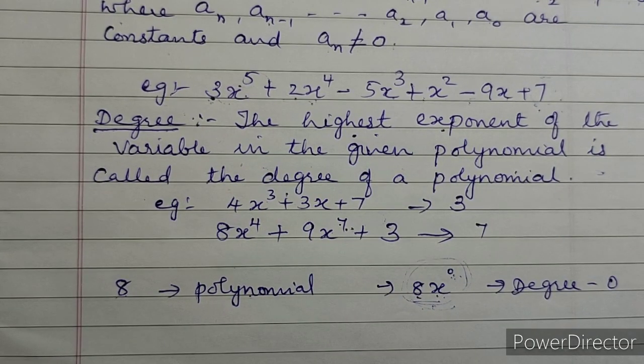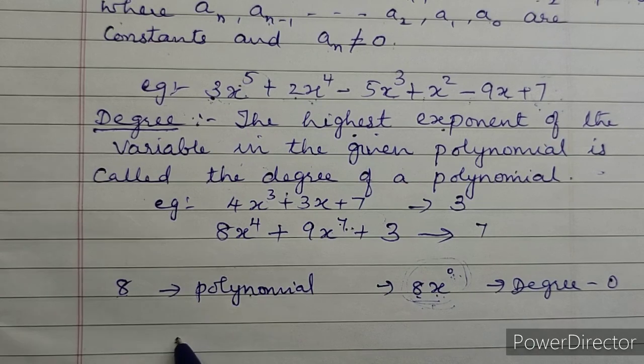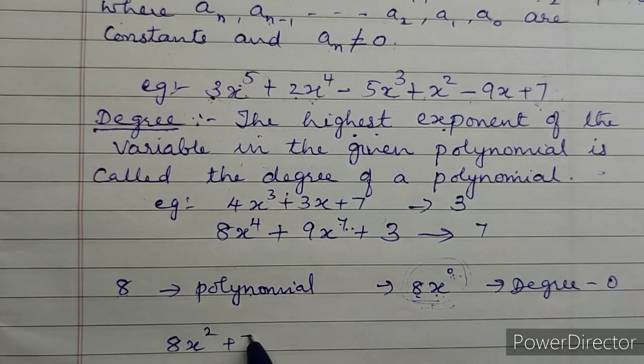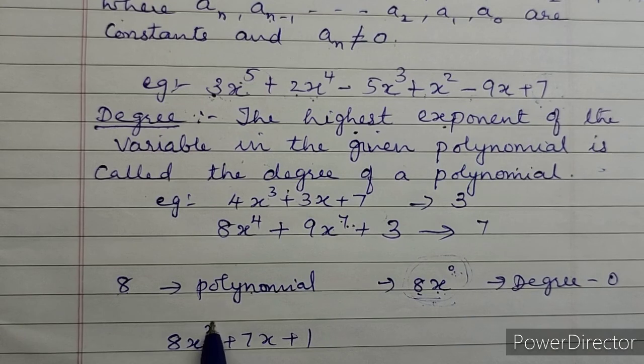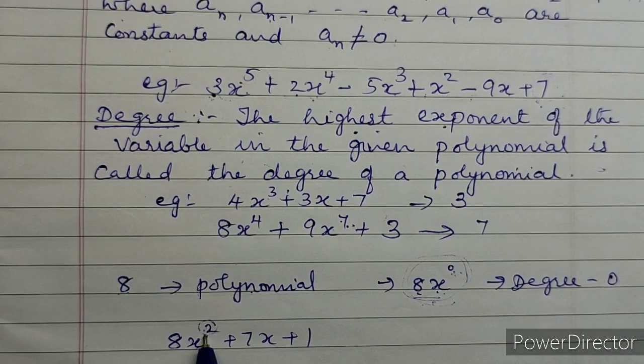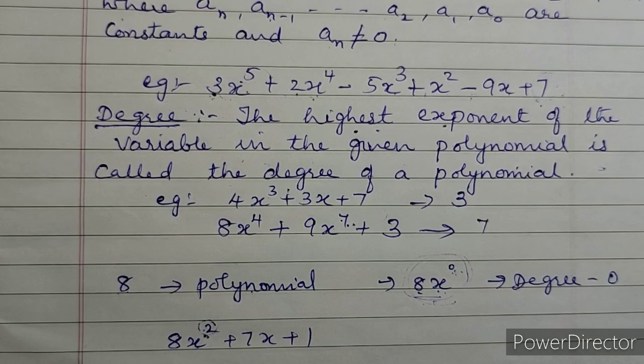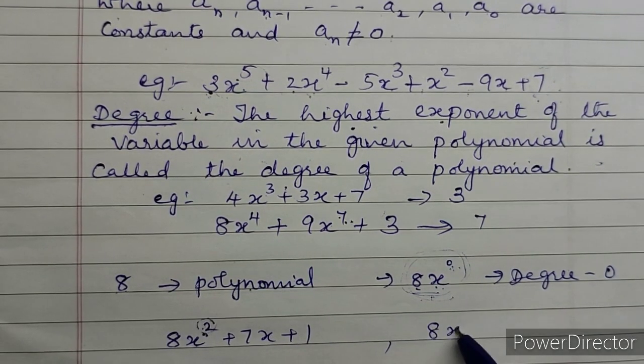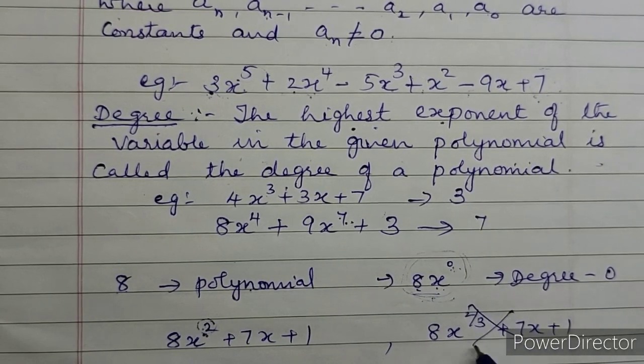Now you will be thinking, are all algebraic expressions polynomials? What are the conditions to become a polynomial? The condition is only one: any exponent of the polynomial should be a whole number. It should not be a negative number, it should not be a fraction. So if it comes like 8x to the power of 2 by 3 plus 7x plus 1, this is not a polynomial.